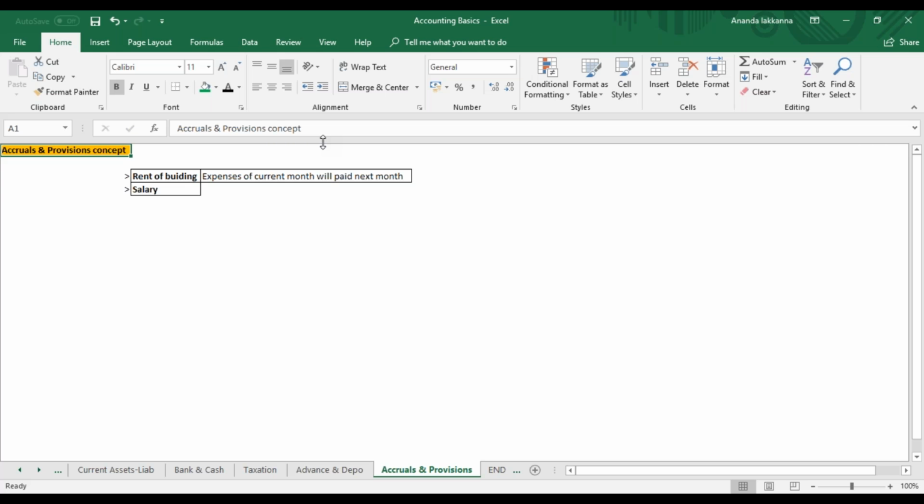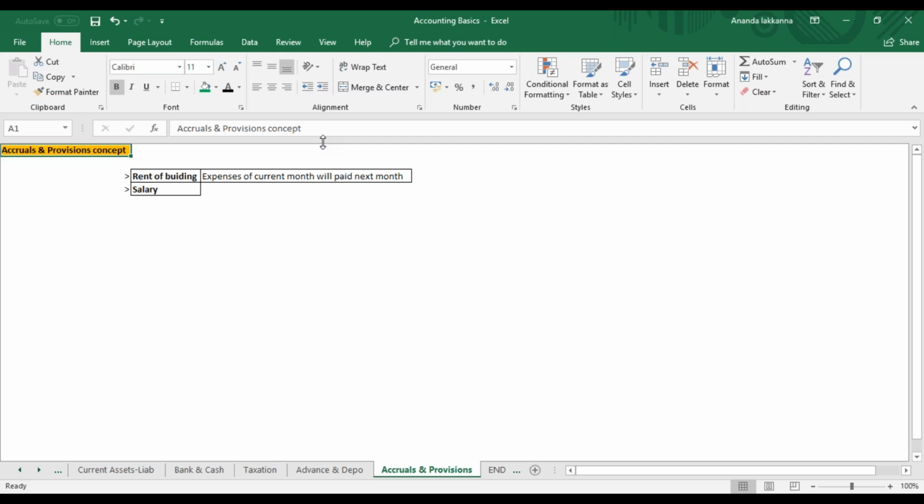In companies, they maintain periodical reports, like monthly reports, to maintain proper decision making. Like they make planning and budgets, and they have to compare everything. For that purpose, whenever expenses are incurred or revenues are generated, but have not been received till now, it means revenues are not received and expenses are not paid.